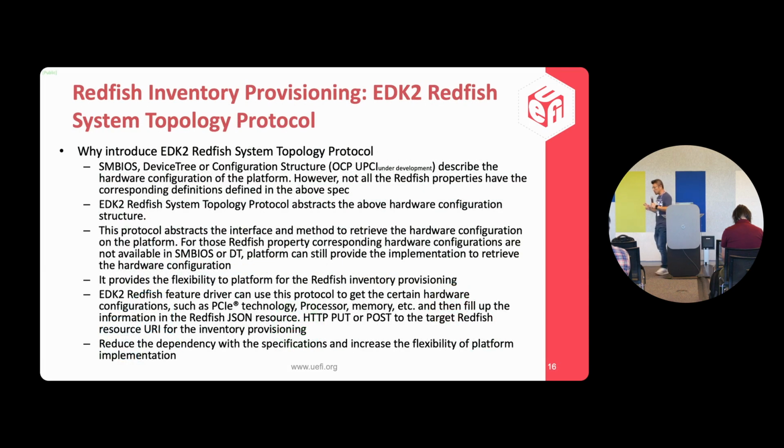All right, the second part is the inventory. We have the EDK2 Redfish system topology, but this is not upstream. It is used in AMD internally, but of course we want to upstream it if the community accepts it. We have so many configuration structures: SMBIOS, device tree configuration structure for RISC-V, and now we will have the OCP UPCI. The format is not determined yet, but eventually there will be another format.